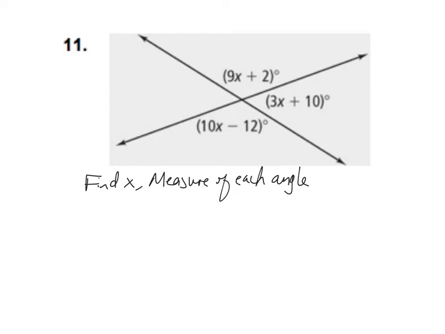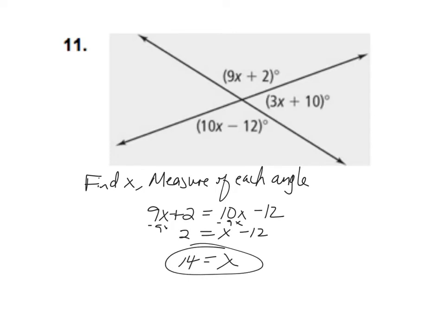Okay, so on this problem, I notice that I have vertical angles here. 9x plus 2 and 10x minus 12 are verticals. I could use any linear pair and say that these two add up to be 180. I could do that too. What I'm going to do here: 9x plus 2 equals 10x minus 12, because those are vertical angles to each other. They're equal to each other. So I'm going to subtract 9x and I get 2 equals 1x minus 12. Then I'm going to add 12, so now x is equal to 14.